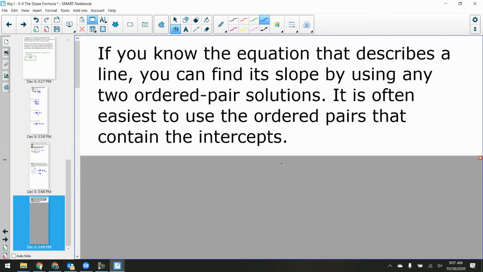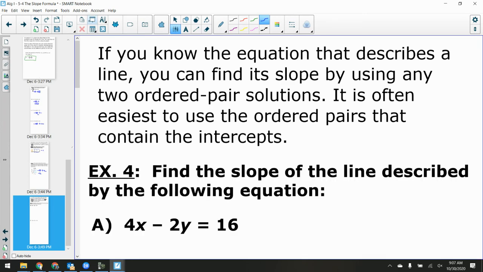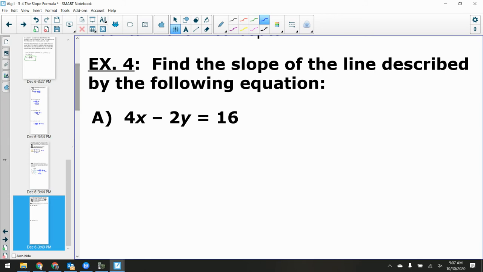Okay. If you know the equation that describes a line, you can find its slope pretty easily by using 2 ordered pairs. But they just have to be strategically picked ordered pairs. Like, for example, here. What are the easiest points to find? The x and the y intercept, right? Especially because what form is it in? This is in standard form. And we just did this on the warm-up.